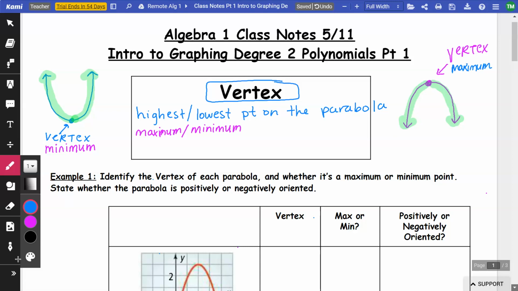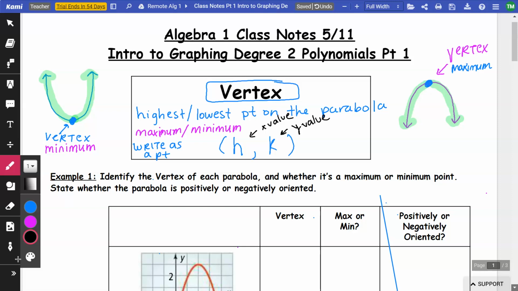When we talk about the vertex, it's a point on the parabola, so we're always going to write it as a point with an x value and a y value. We refer to the x value as h and the y value as k. So h is just the x value of the point, and k is the y value.